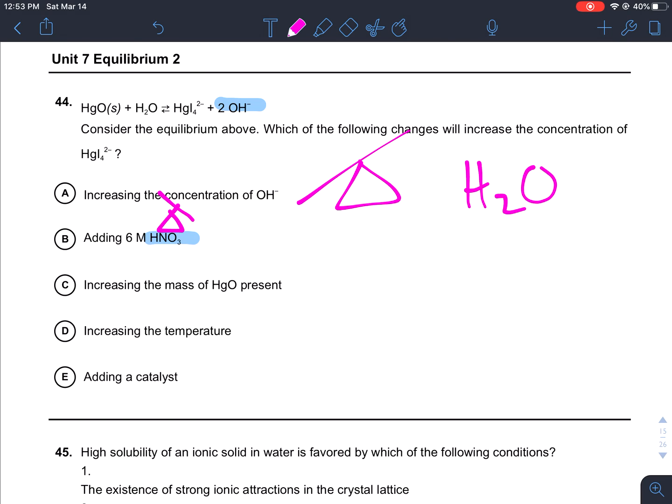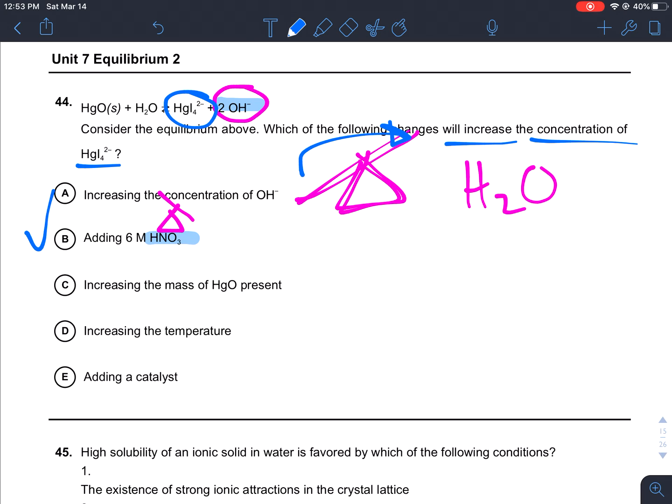So if you add HNO3, you will decrease the OH minus in your solution, and you will look like this. Once you look like that, you have to produce more product to get back to equilibrium, which will increase the concentration of this. Yes, that's a product. So the winner is B, adding 6 molar HNO3.